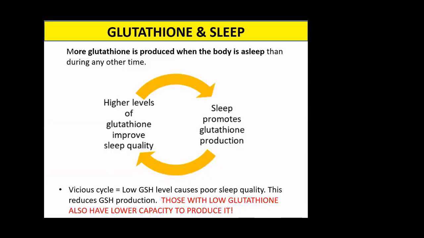Okay, glutathione is also important for sleep, and this is very interesting. More glutathione is produced when the body is asleep than during any other time. So good sleep means higher levels of glutathione production, and higher levels of glutathione improve sleep quality. So there's a positive cycle. On the other hand, if you have low levels of glutathione, then your sleep quality is less and glutathione production is less, right? And that's a negative vicious cycle. So those with low glutathione also have lower capacity to produce it.